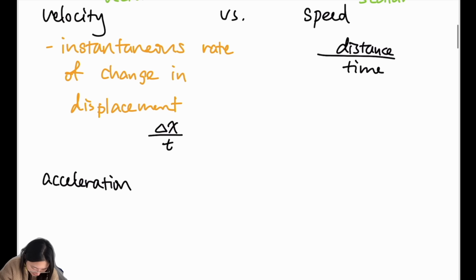And next is acceleration. So acceleration tells us how fast a velocity is changing. So velocity is not always constant. An object might speed up or slow down. Its velocity is constantly changing most of the time in the real world. So acceleration tells us about how fast the velocity is changing.